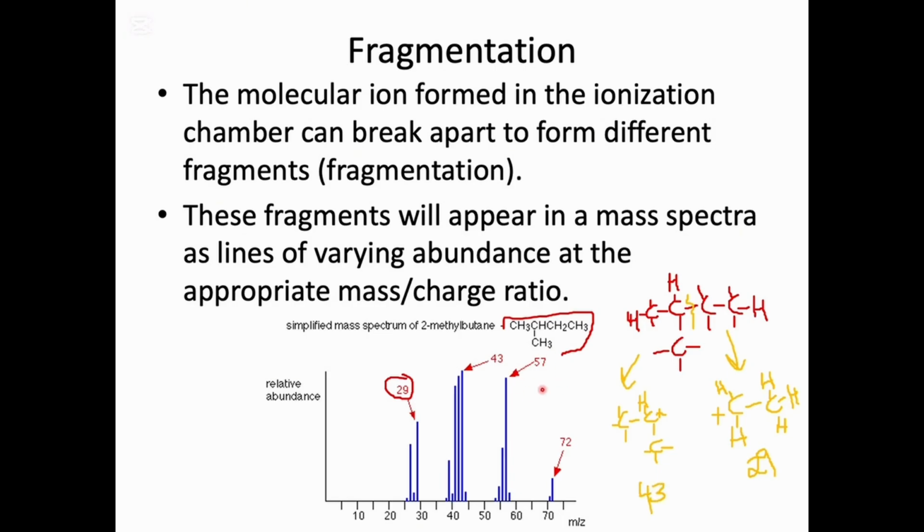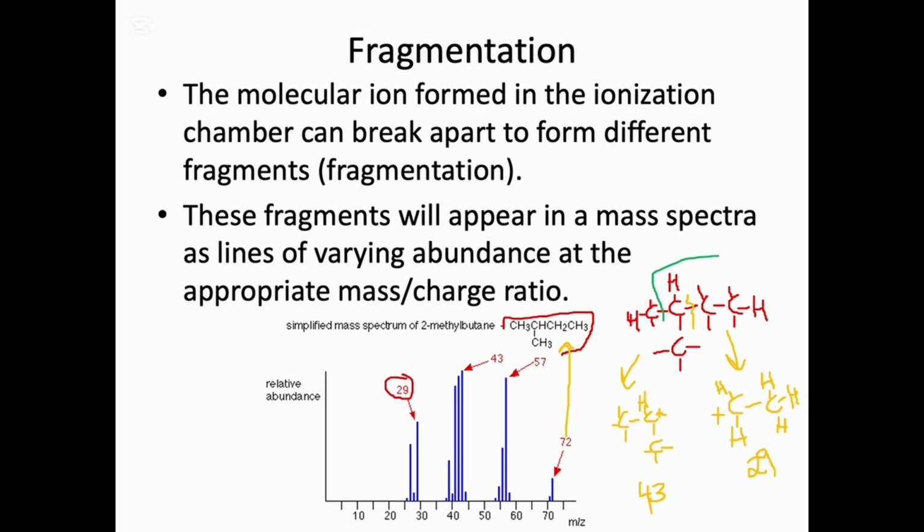So your next fragment is your 57. This last bar here is at the highest mass to charge ratio. So this 72 here actually represents the molecular mass of your 2-methyl butane. Have your 5 carbons and your 12 hydrogens. So your last fragment is looking at your 57, and this is actually 4 carbons and 9 hydrogens.